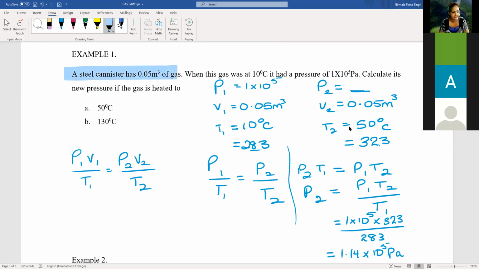A steel canister has a volume of 0.05 meters cubed. When the gas is at 10 degrees Celsius, it has a pressure of 1 by 10 to the 5 pascals. Calculate its new pressure if the gas is heated. Heated is our event, so this is where we get something happening afterwards. They've asked for the new pressure, so that means they want to find out what P is, considering we have two temperatures. So let's plug in our values.